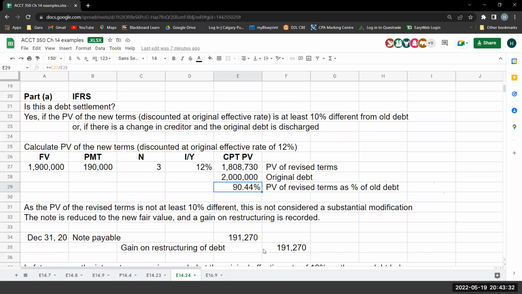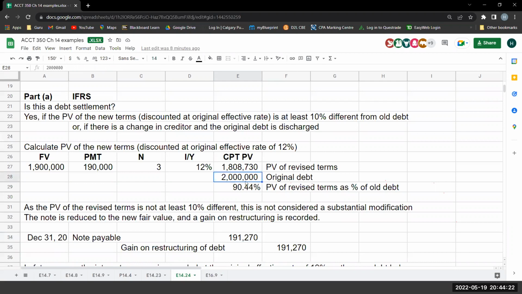So then what happens? We are not going to consider this a settlement. It's not a settlement. It's a modification. It's a debt restructuring. So what needs to happen under IFRS is that we will reduce the original loan down to the present value that we just calculated, which is 1,808,730. When I compare that to the $2 million original loan, it is a reduction of $191,270. My loan has gone down. My note payable went down by $191,270.